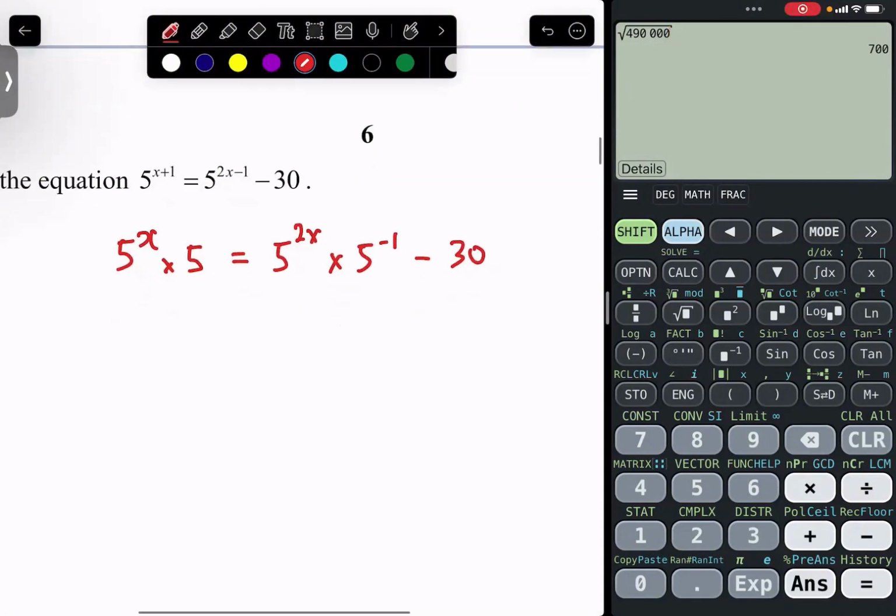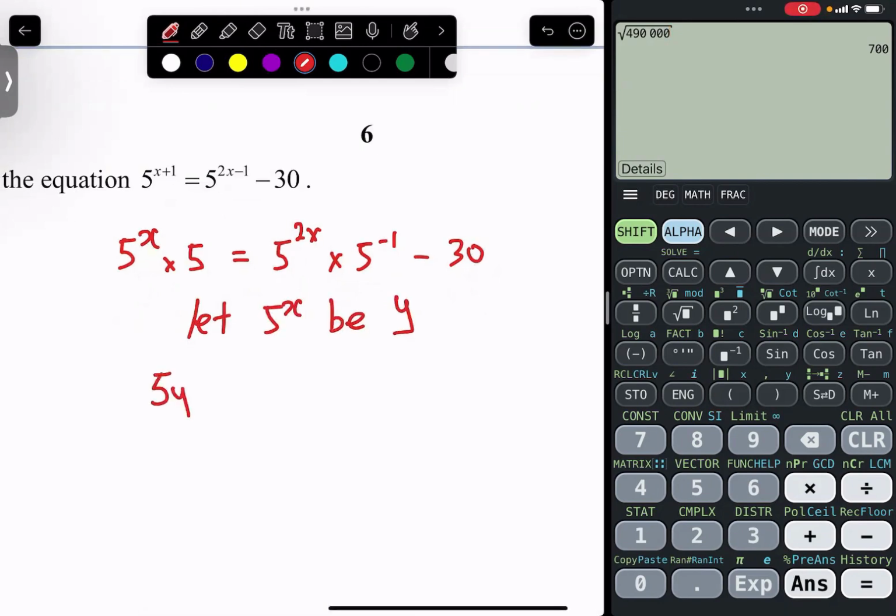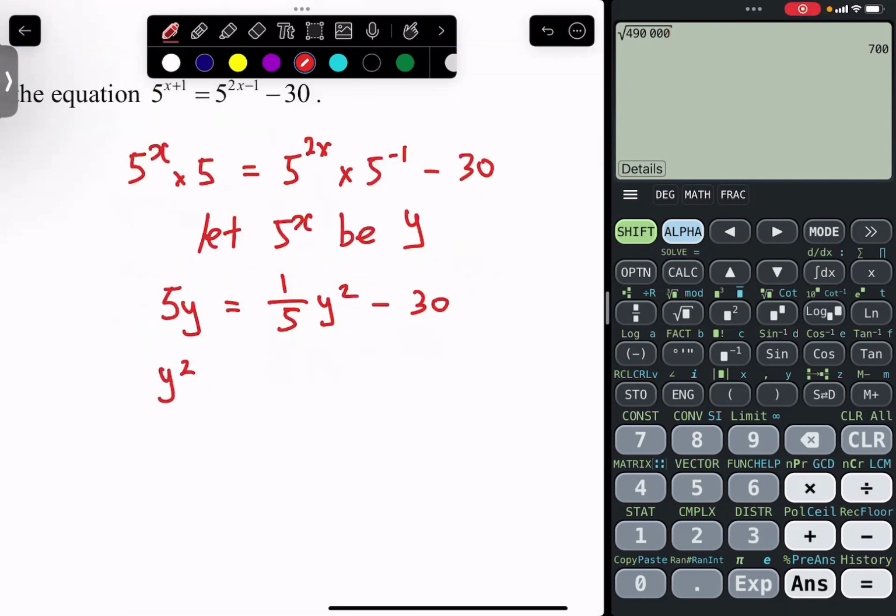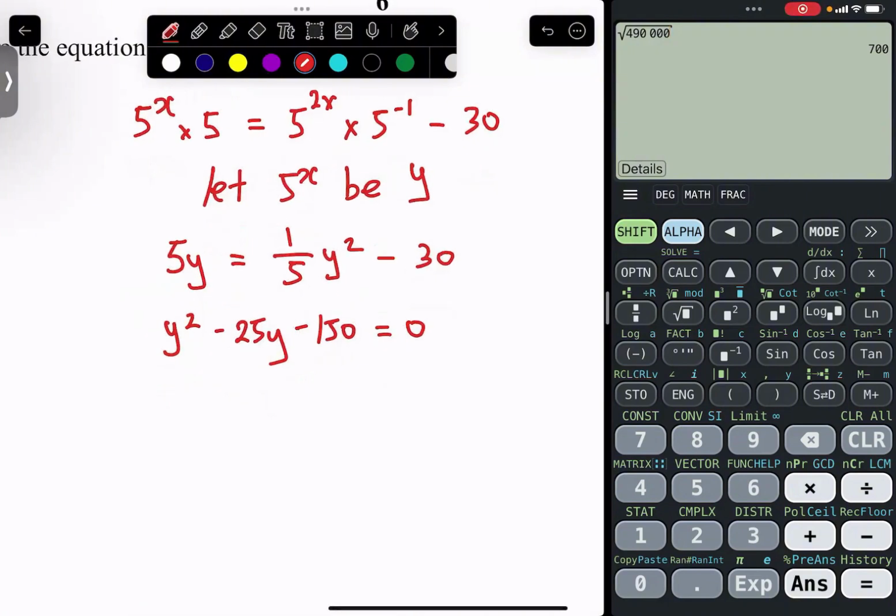Let 5^x be y, for example, or u, or whatever alphabet. So we'll have 5y equals (1/5)y² − 30. Multiply by 5 throughout, and then bring everything over to the right hand side: y² − 25y − 150 equals 0. I jumped a lot of steps down here, so make sure you can understand the jump of the steps. Now factorize.